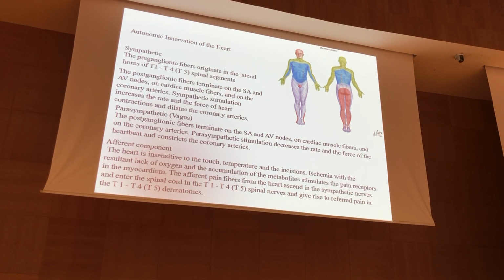Right? So any pain coming from the heart, pain fibers are going to go back with the sympathetic fibers and enter the spinal cord at the level of T1 to T4. And your brain is going to interpret that as if it is coming from the chest wall area of T1 to T4. This is called referred pain.